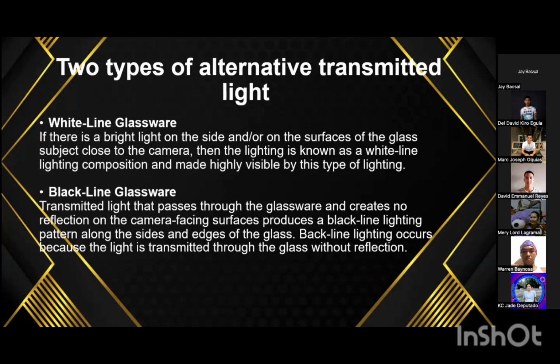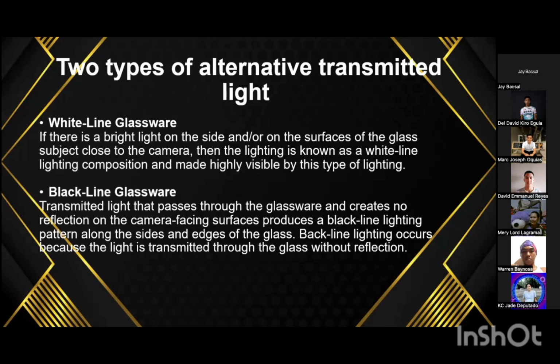Number one, white line glassware. If there is a bright light on the side or on the surface of the glass subject close to the camera, then the lighting is known as white line lighting. As the light passes through, the glass absorbs light. White line glassware lighting is useful to reveal glass artifacts and edge definition.